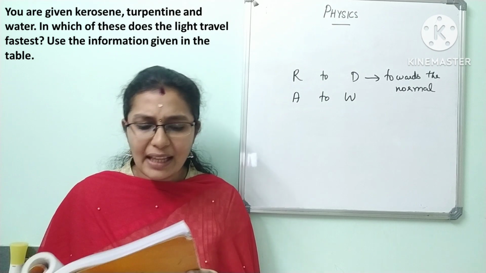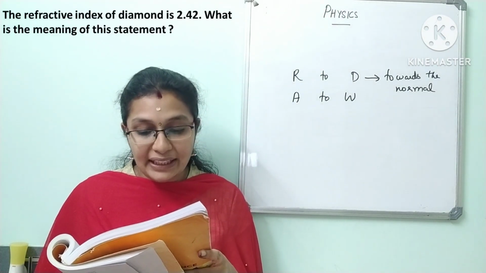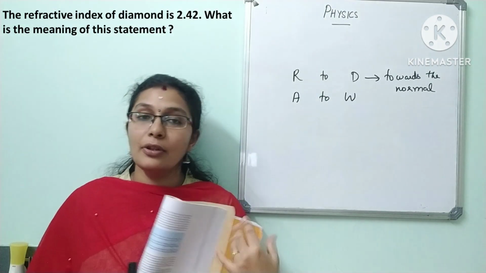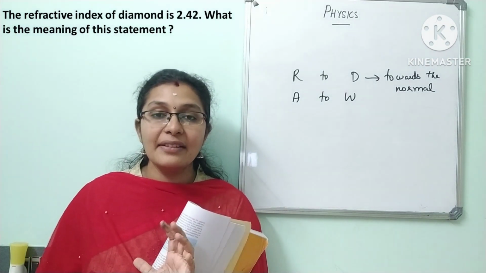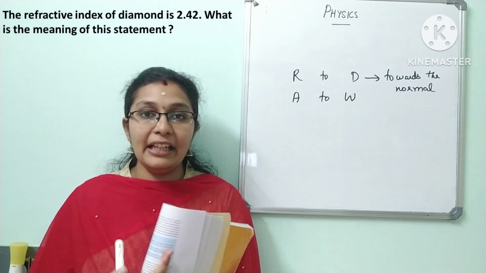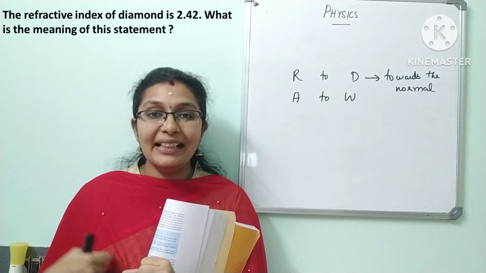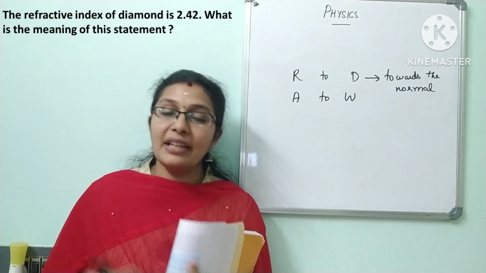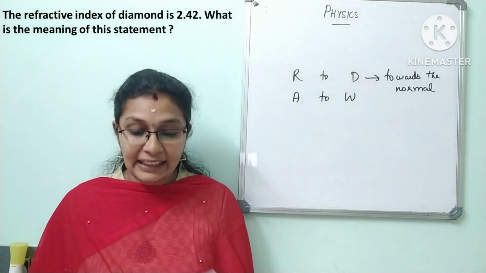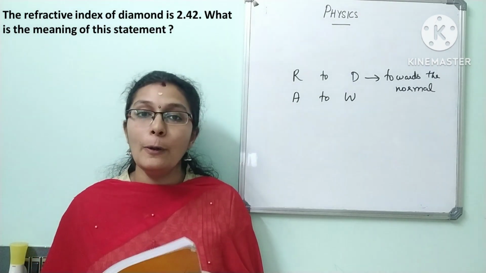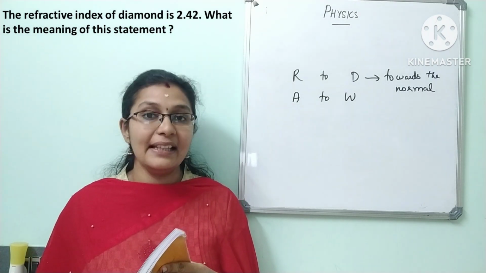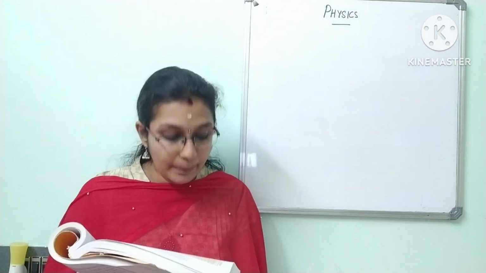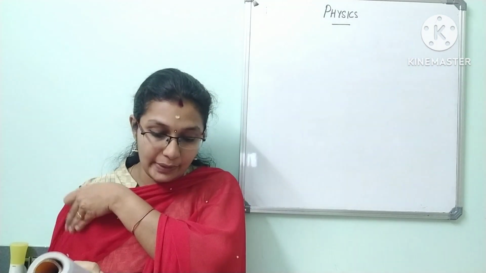Next, the refractive index of diamond is 2.42. What is the meaning of this statement? It means diamond is a denser medium compared to vacuum, yes or no? So you can say that the speed of light in diamond is 2.42 times less than the speed of light in vacuum. Clear? Yes or no? Yes. Next question, page number 184, first question.